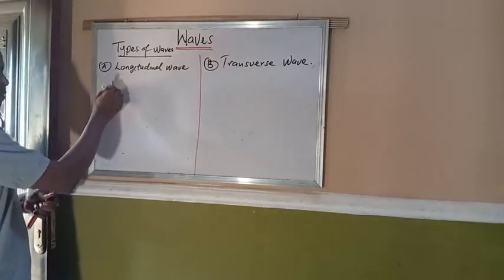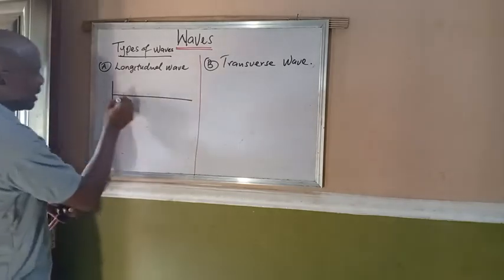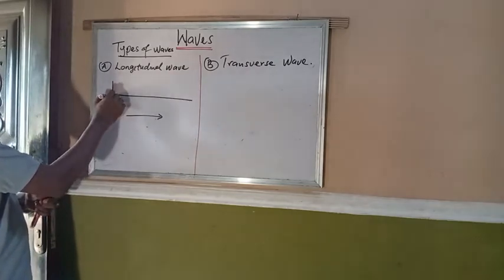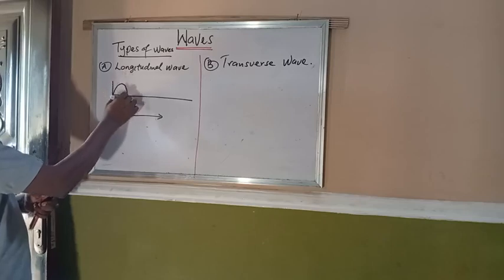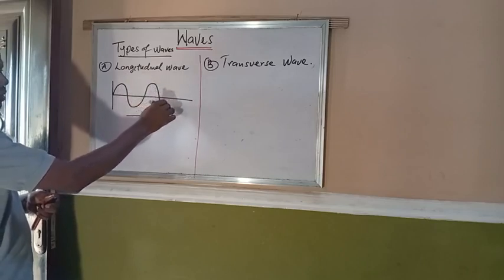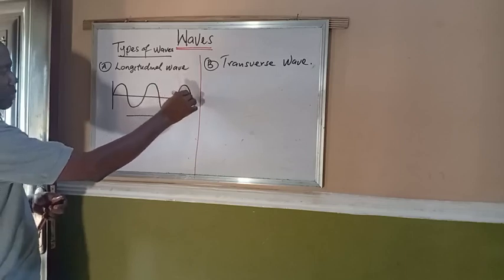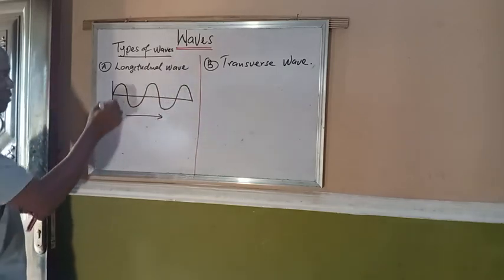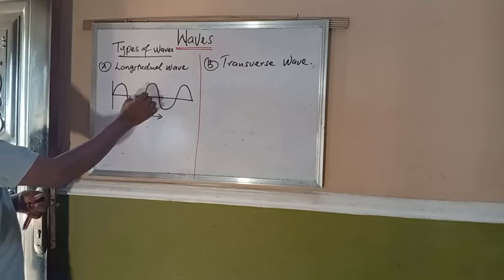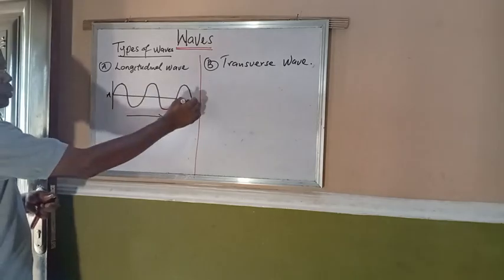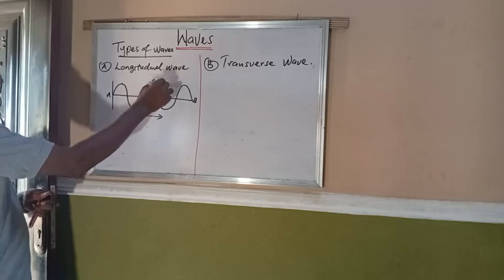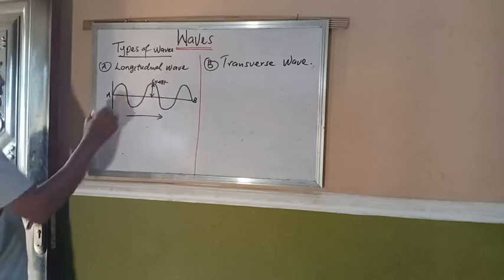Now, if I have a waveform, and this is the direction at which the wave is traveling, what I mean is this. This is a waveform, okay? Of course, we are supposed to know that every wave has its parts. We have the crest at the top, we have the trough, and this line AB is what is called the rest line. The distance between the rest line and the crest is the amplitude. All right?